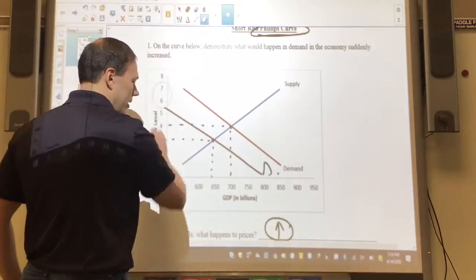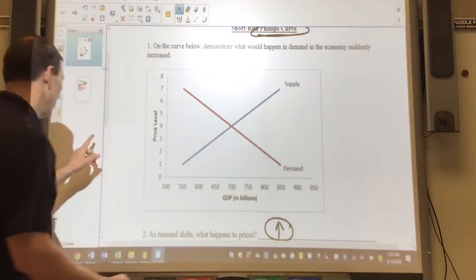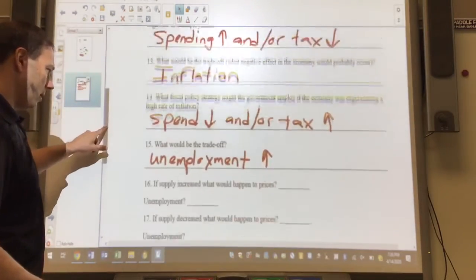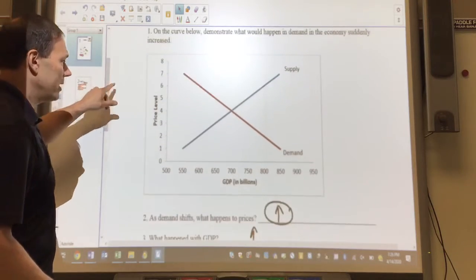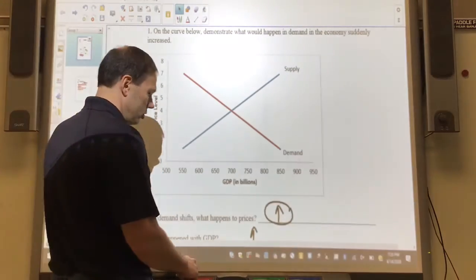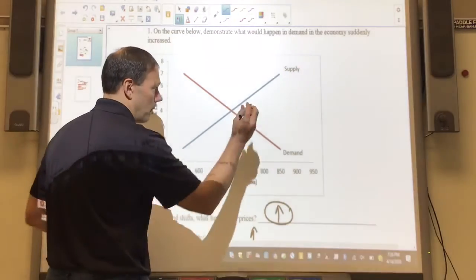Okay, so when supply shifts, let's just show this, and what was my first one? What happens if supply increased? Okay, the question is what happens to prices and unemployment. So let's show you an increase in supply. Remember ERDL?